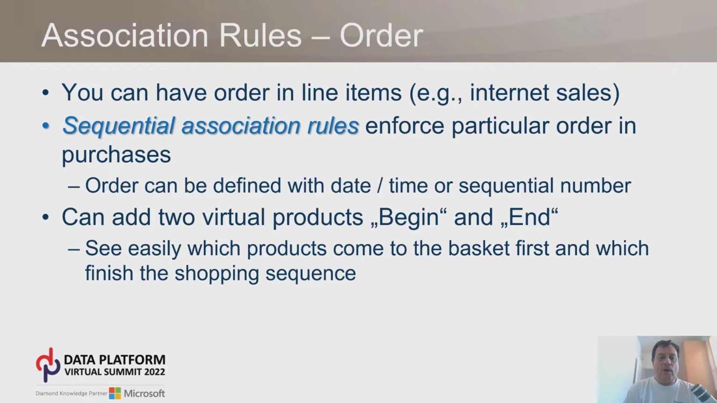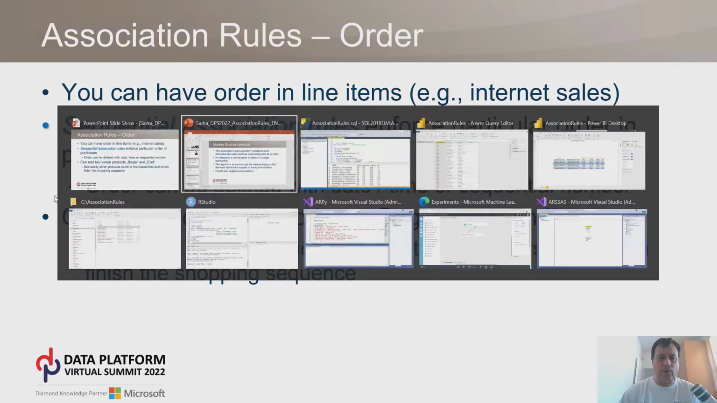Finally, you can also add two virtual products, let's call them begin and end. Add these two virtual products to every single transaction or every single order. This way, we can easily see which products come to the basket first, right after begin, and which products finish the shopping sequence. These are the products that are right before this fictitious product end. So let's go back to the code.